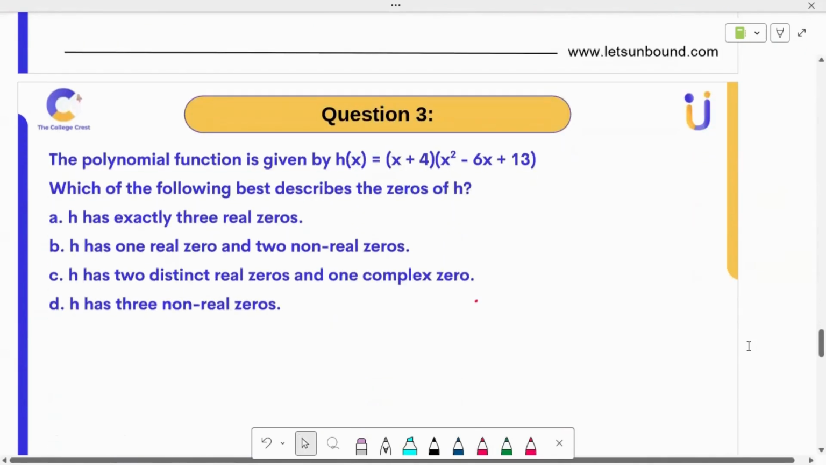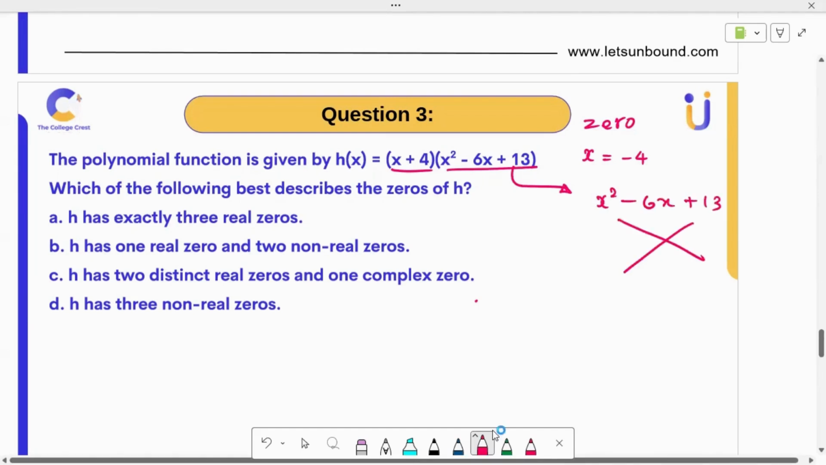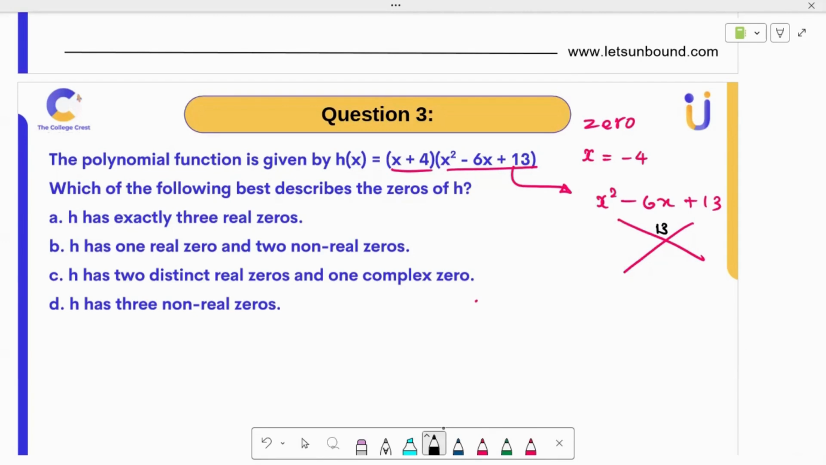Now, moving to the third question and the last one. The polynomial function is given by h of x is this. Which of the following best describes the zeros of h? Okay, zeros of h. One zero is clear, so x is equal to minus 4 is a zero. Okay, let's factorize and break this down: x square minus 6x plus 13. So you need a product of 13, with leading coefficient 1, and a sum of minus 6. The only ways of writing the product are 1 times 13, or negative 1 times negative 13. Neither of them will ever give you minus 6. Okay, factorization is not possible.